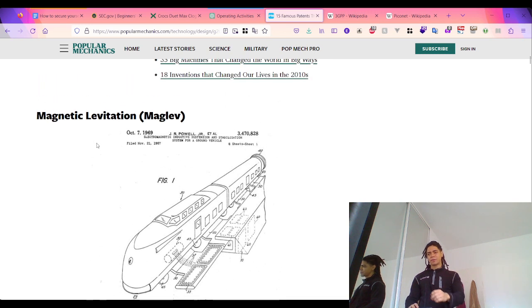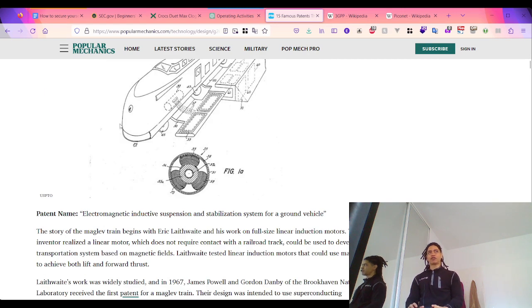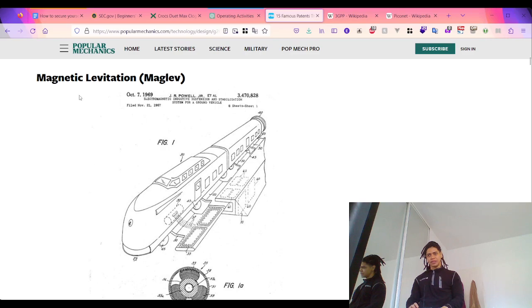Holy hell. Magnetic levitation, maglev. Okay, so this is the electromagnetic inductive and suspension system for a ground vehicle, the maglev.